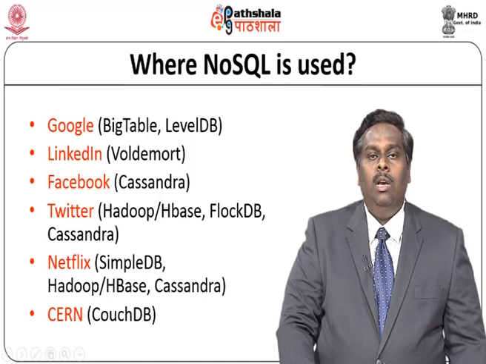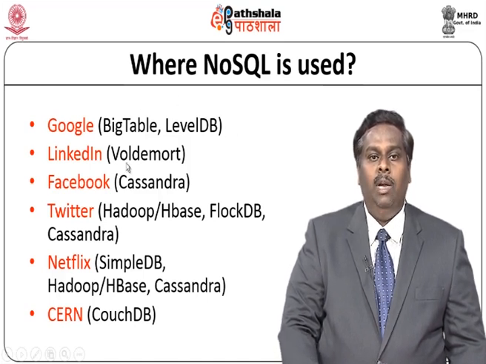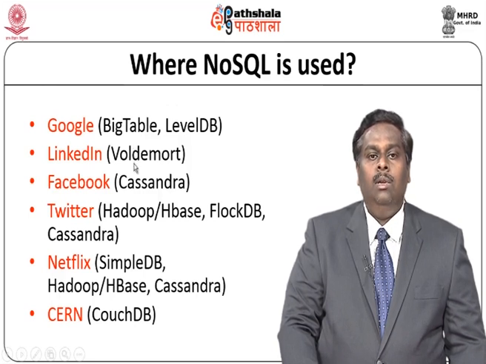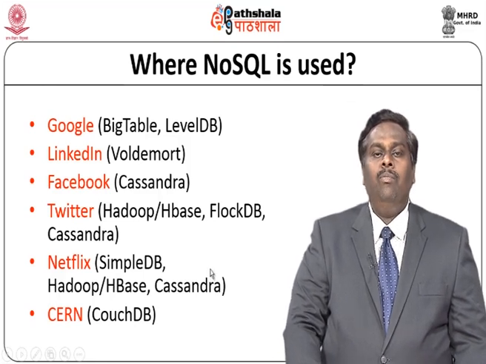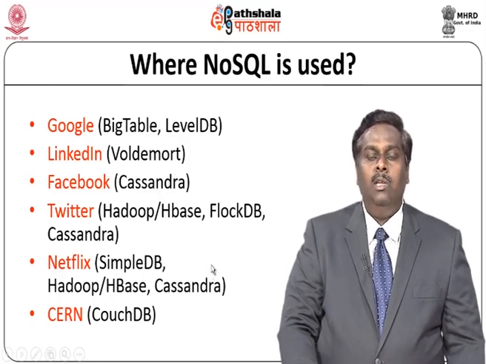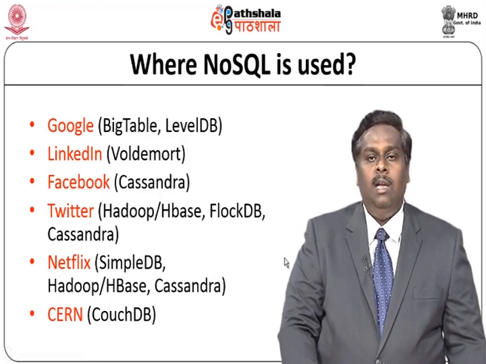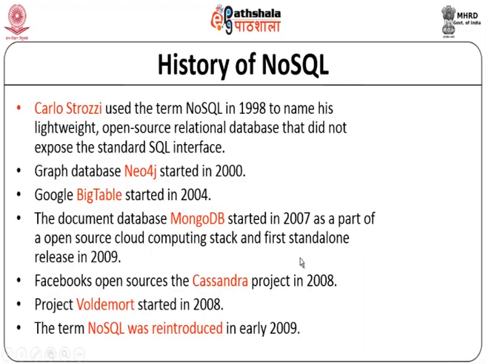When we talk about the different types of NoSQL databases like the ones given in this slide, like Bigtable, Voldemort, Cassandra, Hadoop, HBase, FlockDB, SimpleDB, CouchDB, etc., all these are types of NoSQL databases. Each and every type of database has its own properties and features. We will be discussing these types in a later part of this session. Now, let us understand how NoSQL has evolved over a period of time.